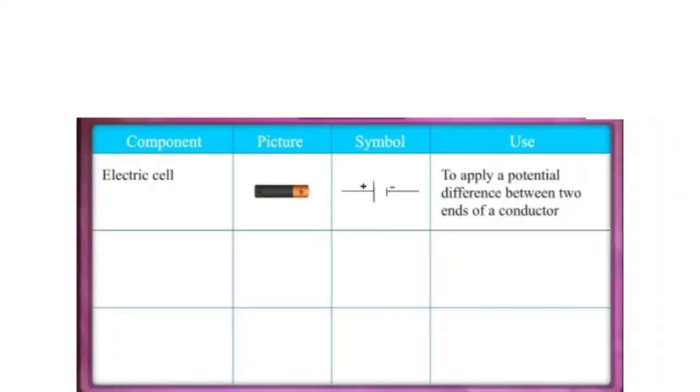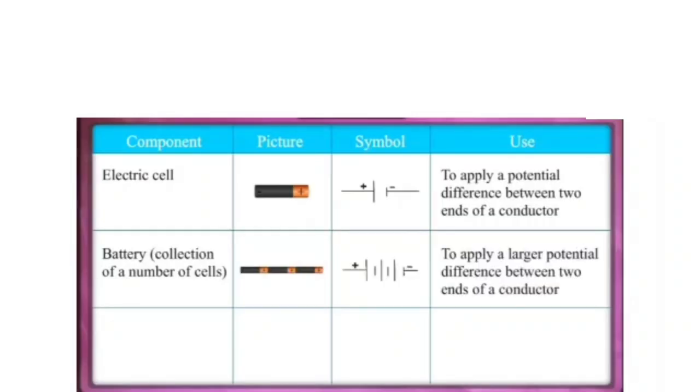Symbols for components of an electric circuit and their uses. Component: electric cell. This is the symbol for cell. Cell is used to apply potential difference between the two ends of a conductor. Battery: collection of a number of cells. We can observe here the symbol of battery. Battery is used to apply a larger potential difference between the two ends of a conductor.